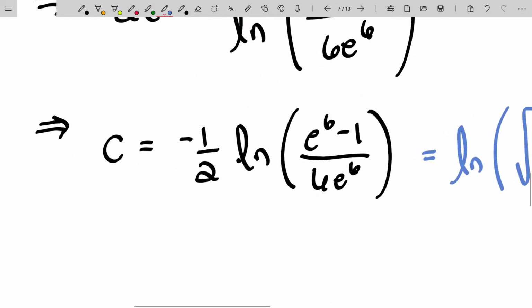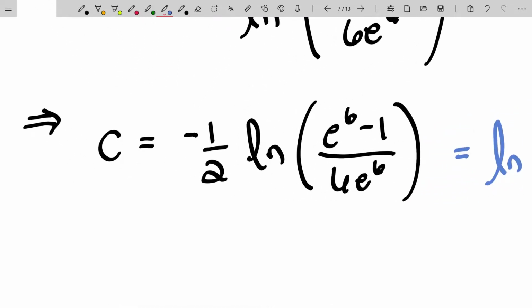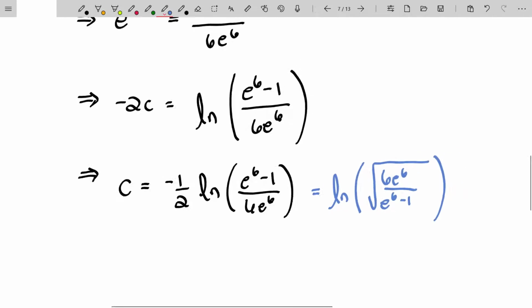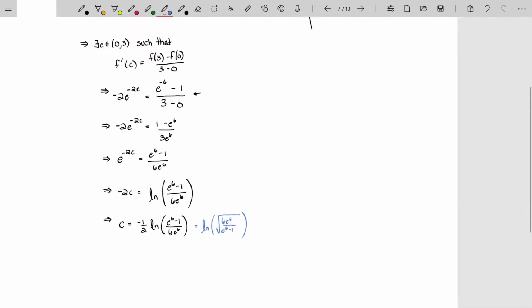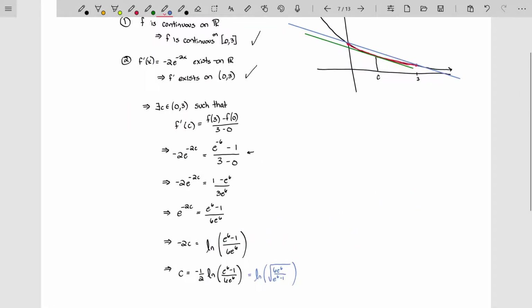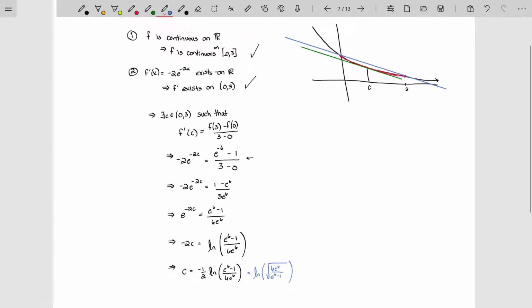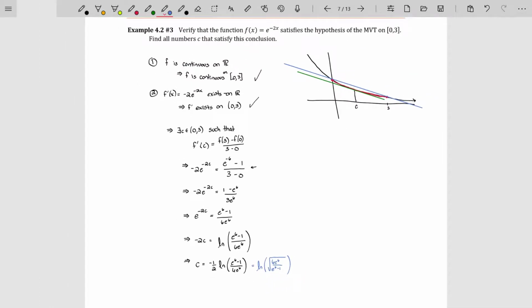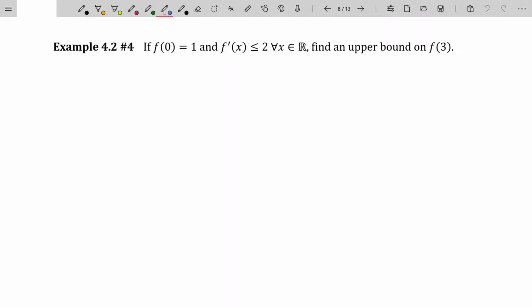So anyhow, this is that value of c where the derivative of our function matches the slope of the secant line. So it's a very rote example. That's how it's done. Make sure you state your function's continuous. Make sure that you showcase that your function's derivative exists on the open interval. And then just solve f prime of c is equal to the slope of the secant line.